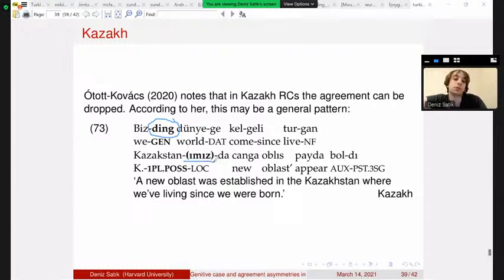Agreement is merely optional. The genitive case marking is not, I think. The point is that you can have genitive case marking without agreement. And this is a problem for Baker because you can't draw a neat picture that you always get genitive case marking with nominal agreement. You can get genitive case marking without nominal agreement as well.